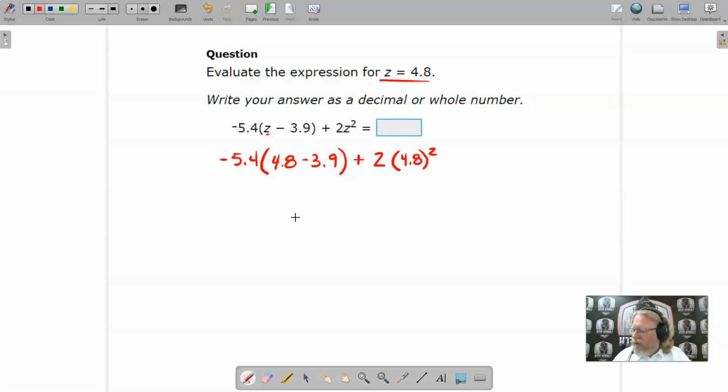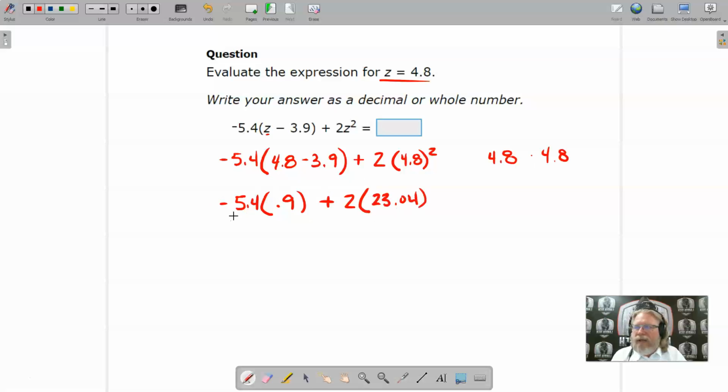So at this point here, I think I'm going to go ahead and actually use a calculator. I have negative 5.4 times, and then I want to do the 4.8 minus 3.9, and that's going to give me 0.9, and then plus 2 times, now let's do this 4.8, that's going to be 4.8 times 4.8, right? I'm going to multiply that. So on my calculator, I have an exponent button, power of 2, so I'll just push the square button, and that's going to give me 23.04.